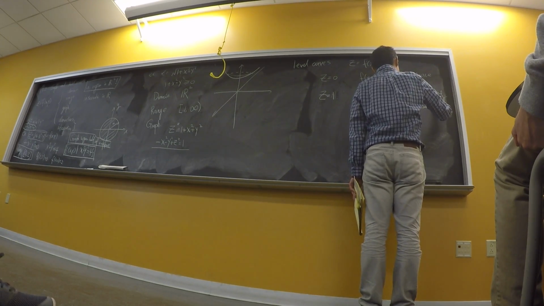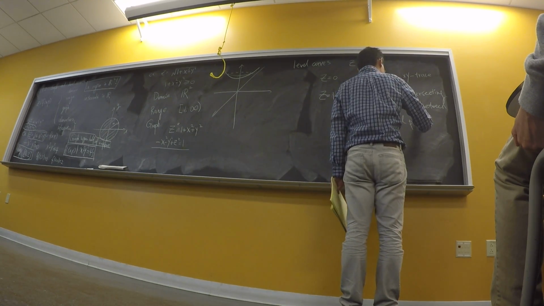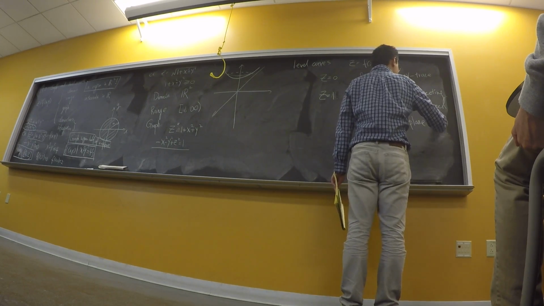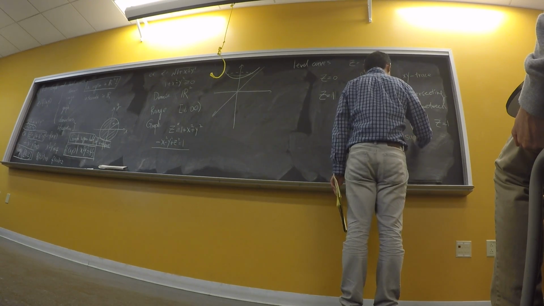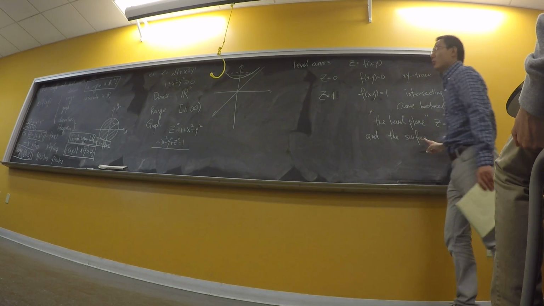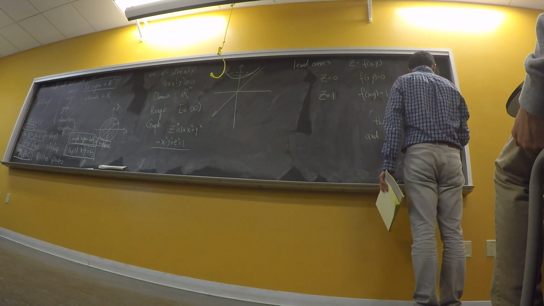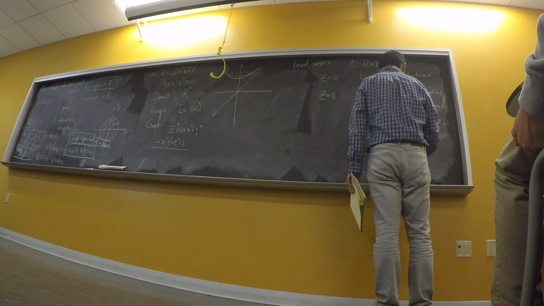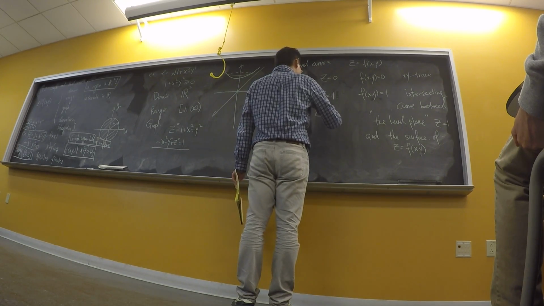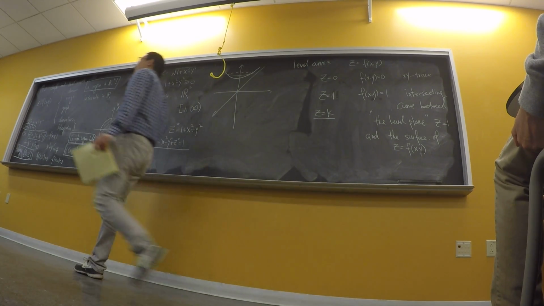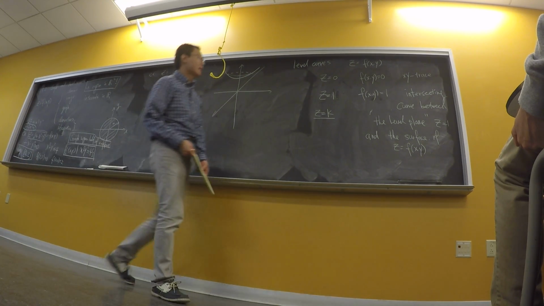Between the level plane z equals 1 and the surface. The surface as the graph of the function z equals f(x, y). Surface of z equals f(x, y). I can also choose arbitrary values for z. I can choose z to be any arbitrary real value, and then these will be the level curves.